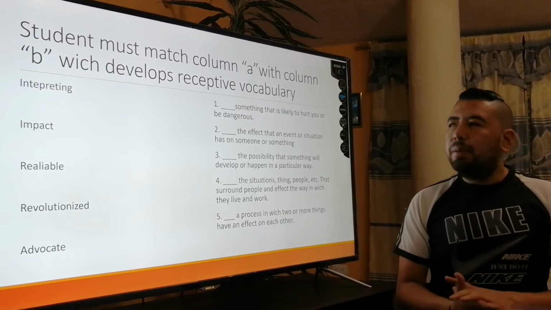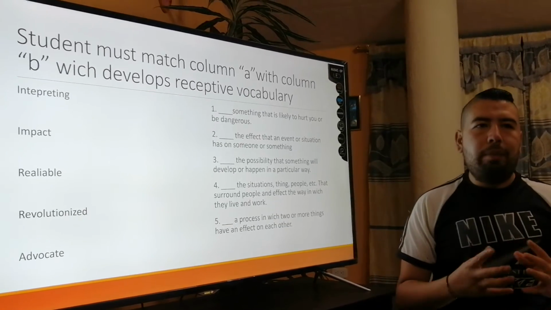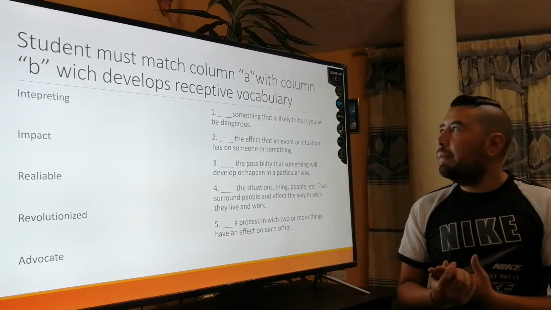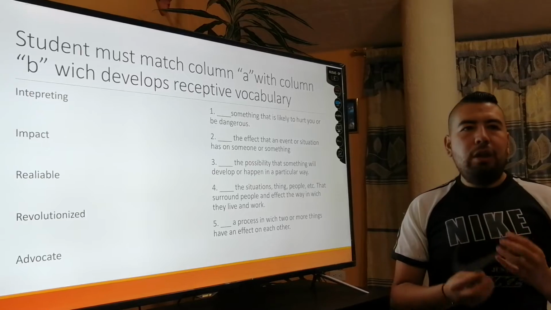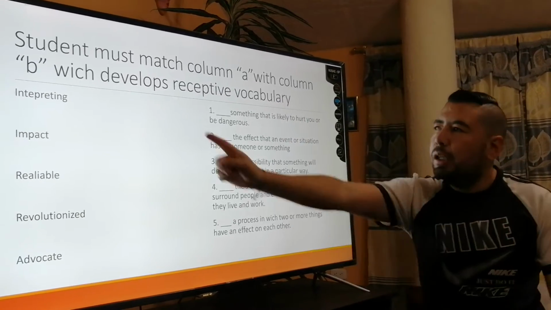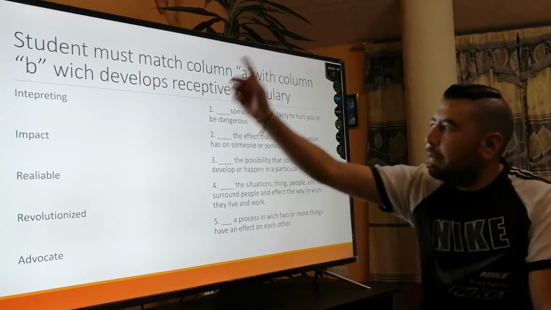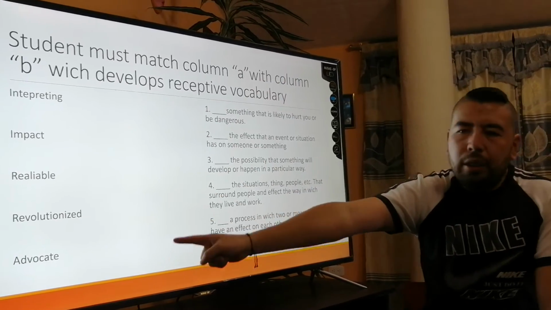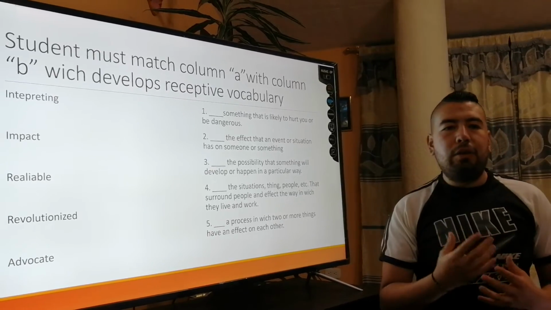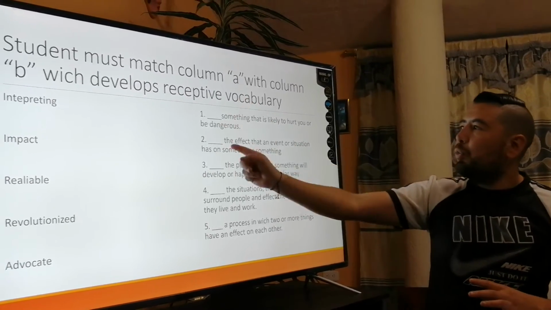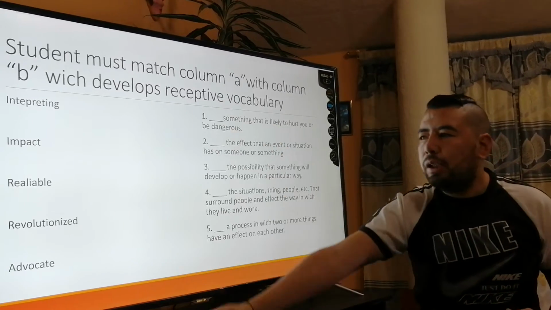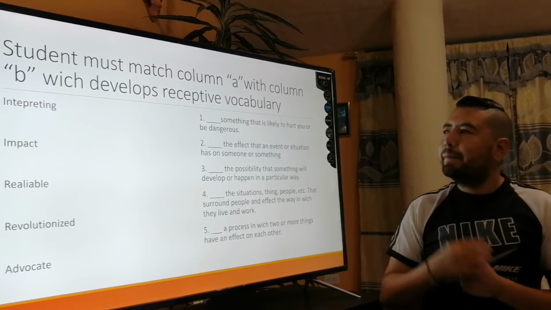I establish an example of pairing or matching. A student must match column A with column B, which develops receptive vocabulary. In this example, the student finds column A and column B. In column A there are the words that the student must match with column B. In column B, there are the meanings of all of the words in column A. Next, please.